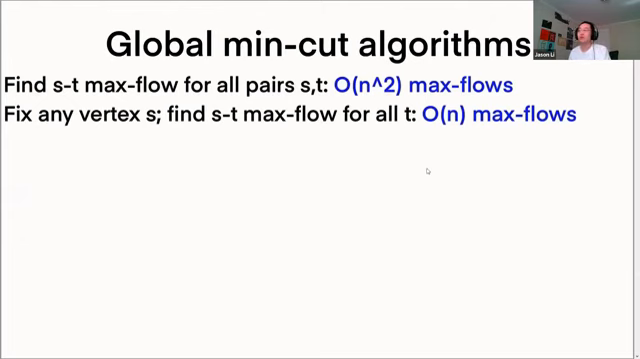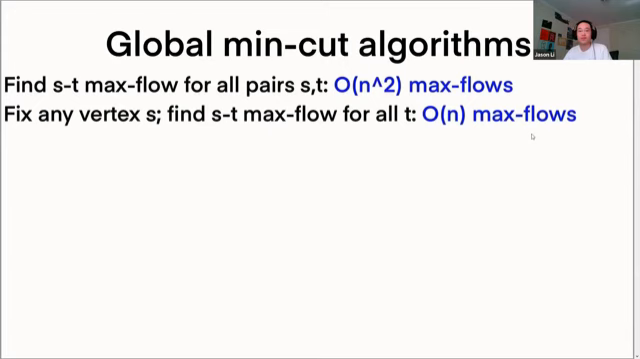Some easy results that are known: given an ST max flow algorithm, we can solve the global min cut problem by just, let's say, running ST max flow for all pairs S and T. This will be n squared max flows. A smarter thing to do would be to fix just any vertex S and try all vertices T and compute ST max flow. This will also work because we want to just hit both sides of the min cut. And this takes n minus 1 max flows.